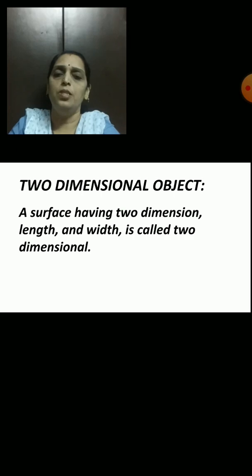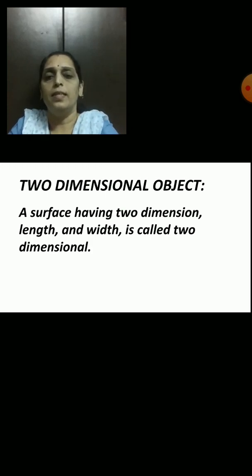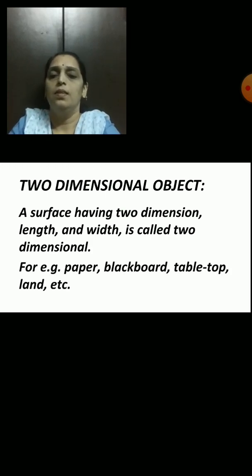Now dimension means a measurement of the length, width or height is known as dimension. For example, paper, blackboard, tabletop, land, etc. Those are two-dimensional objects. Understand?